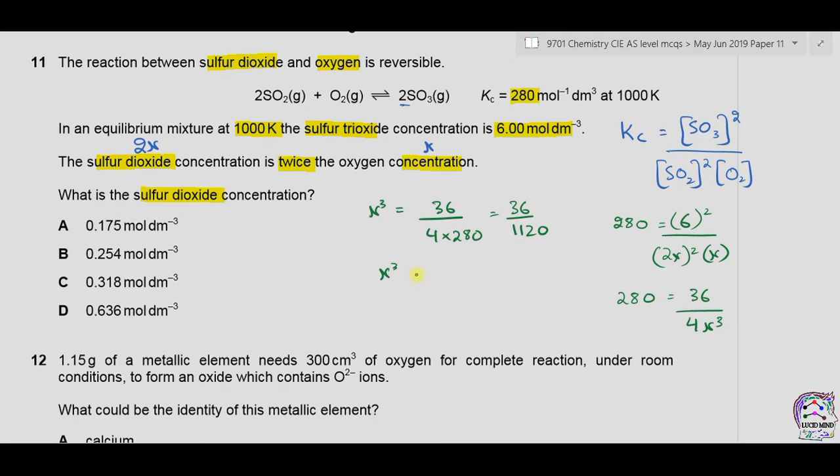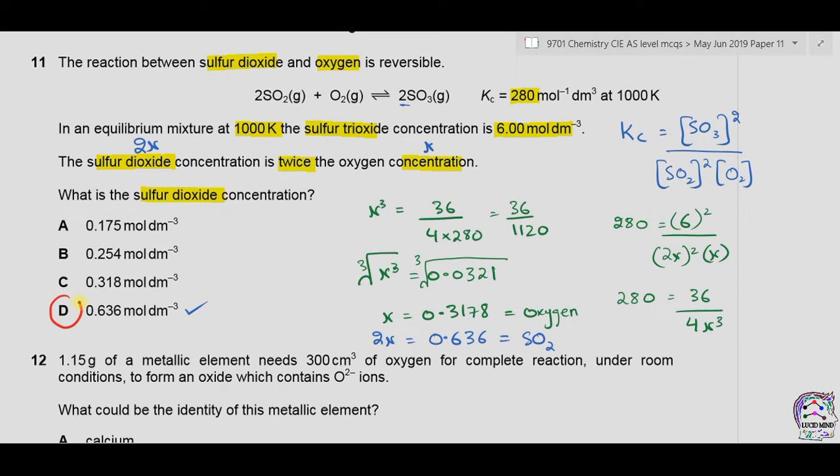The value is 0.0321. Now taking cube root on both sides, we can find the value of x. So x is equal to 0.3178. So this is the concentration of oxygen. As the concentration of sulfur dioxide is double, we can find 2x, which will come equal to 0.3178 multiplied by 2, 0.636. The answer is therefore D.